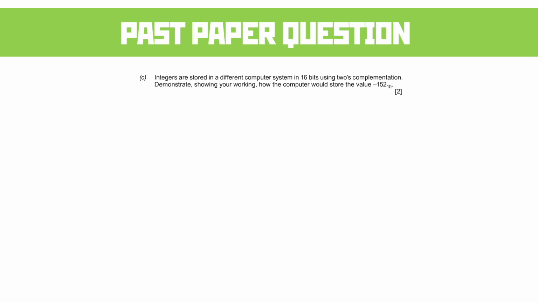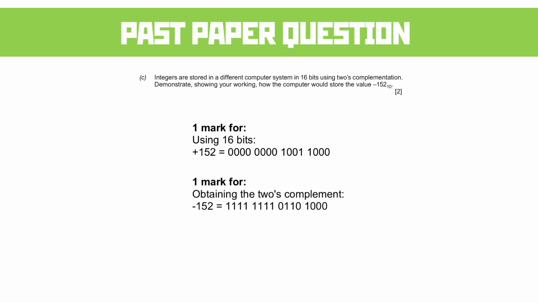Demonstrate your working how the computer would store the value -152 in decimal. So the first thing we want is to show that being represented in positive. So that is just representing that with 16 bits, reasonably straightforward. And then for 2's complement, you'd need to turn on the most significant bit.